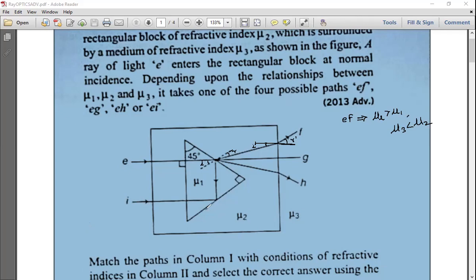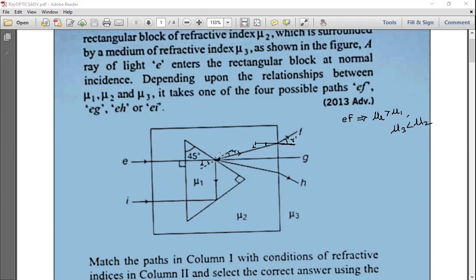Any doubt? Please tell. Is it clear whatever I have written? Very simple logic. That is, when a ray travels from a rarer medium to a denser medium, it bends towards the normal. That's why this is denser, this is rarer. That's why what I have written here, mu2 is greater than mu1.